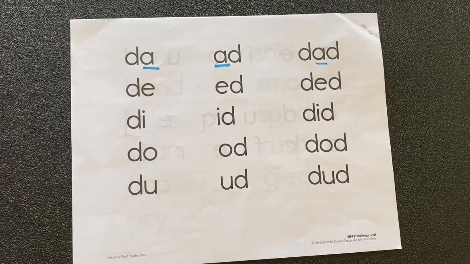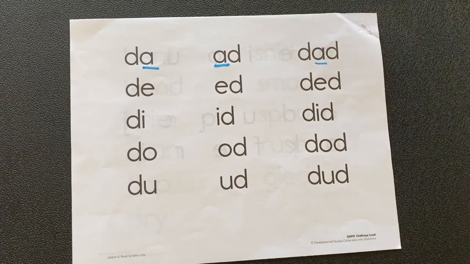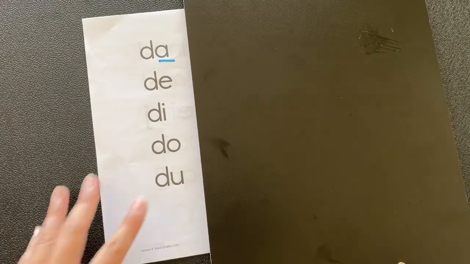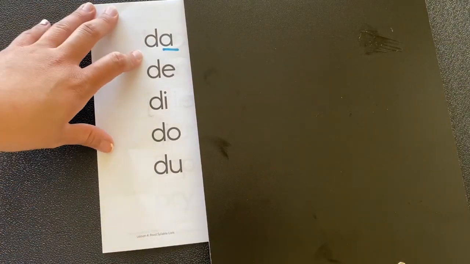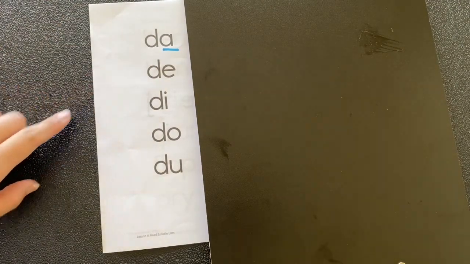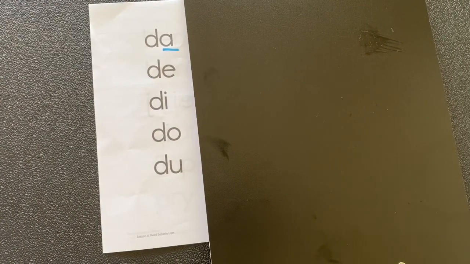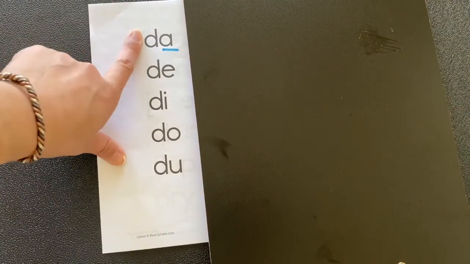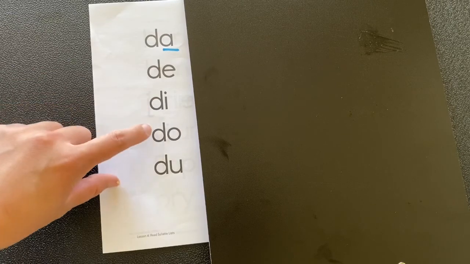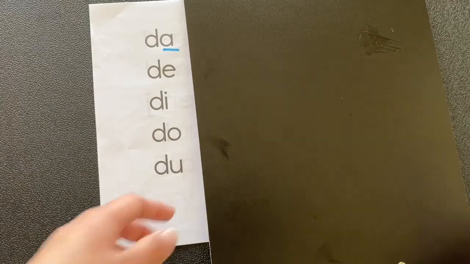Great. Now let's keep going. This time I'm going to cover it because I want you to get used to this, okay? Remember, pay close attention to the placement of the vowel. If it's not at the end, it's going to be short. And if it's at the end, it will be long. So we said day, so this should be D, die, do, do. Great job.